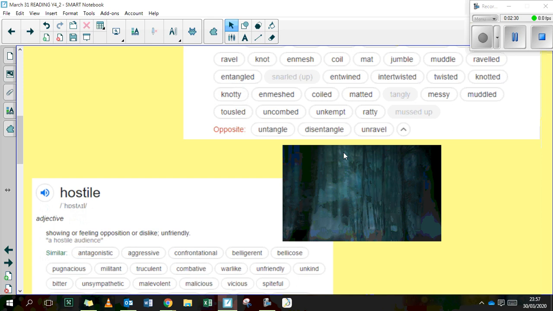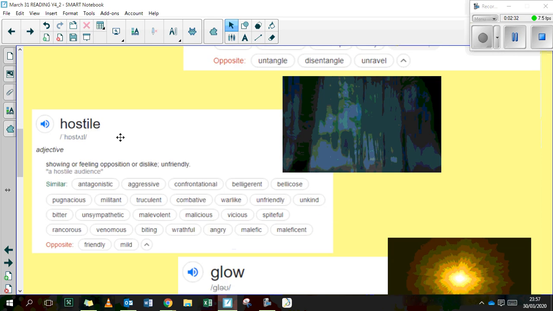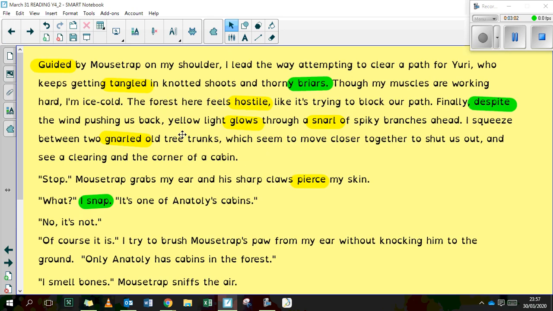So if I scroll down, hostile. Hostile is an adjective, so it's describing and it shows a feeling of opposition or dislike, unfriendly. So some synonyms are aggressive, antagonistic, bitter, malevolent, malicious, vicious. So if you think about a hostile forest, it's going to look like this. It's not helping you. There's things in the way. It's stopping you. Okay. So the forest here feels hostile. You know what that means now, like it's trying to block our path.